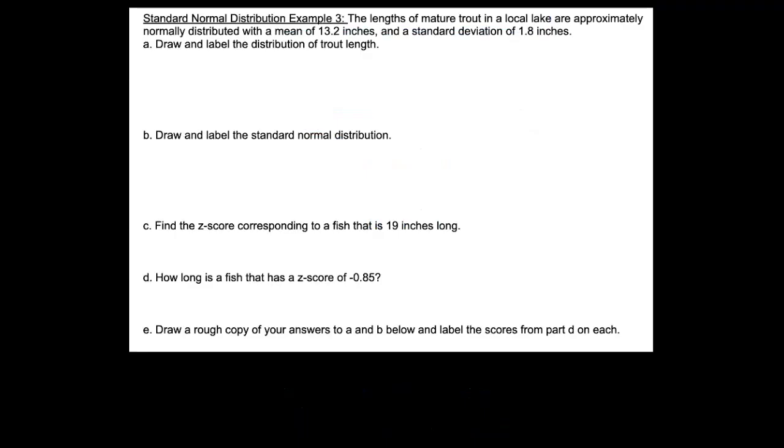So now I want to do one more example. And in this example, we're looking at lengths of mature trout in a local lake that are approximately normally distributed with a mean of 13.2 inches and a standard deviation of 1.8 inches. Draw and label the distribution of trout length. So I'm going to draw a normal curve. I'm going to put the mean in the middle, which is 13.2, and then I'm going to draw tick marks, 3 on the right, 3 on the left. You can also draw full vertical lines, either one will work.